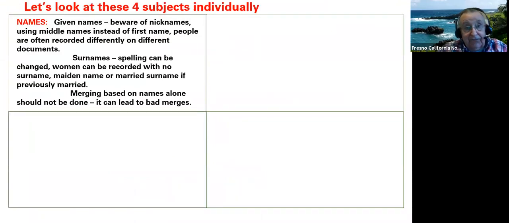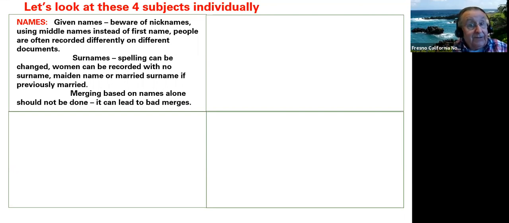Names, given names. You've got to beware. People use nicknames. Sometimes they go by their middle names instead of the first names. And if you have a person, they've got 10 documents, you might have 3 or 4 different ways their name is written. And so you've got to be careful. And people like to just change them in the old days. My great grandmother was that way. She was born Elizabeth Jane. And in 1870, she decided to be Jenny Elizabeth. And in those days, you didn't have to go through any court records. You just started calling yourself something else.